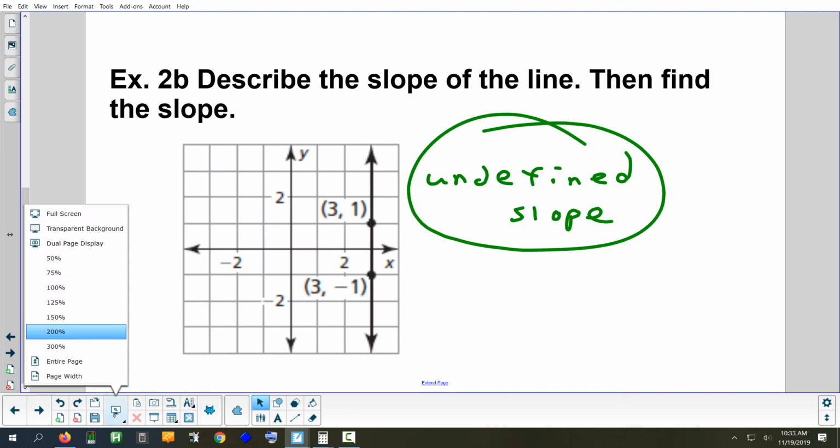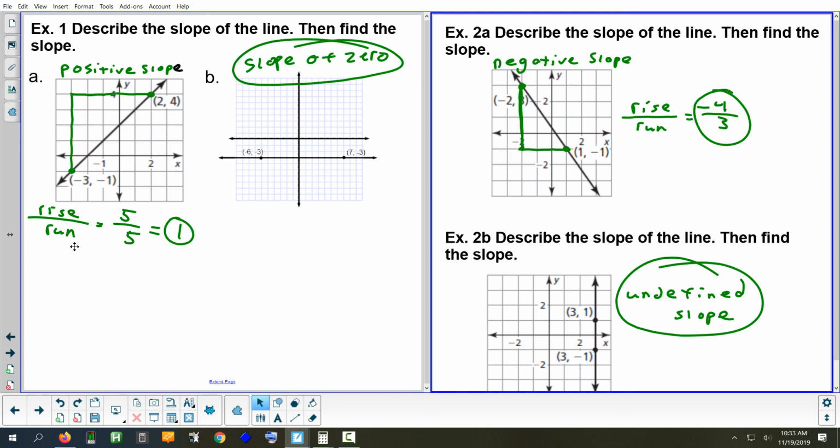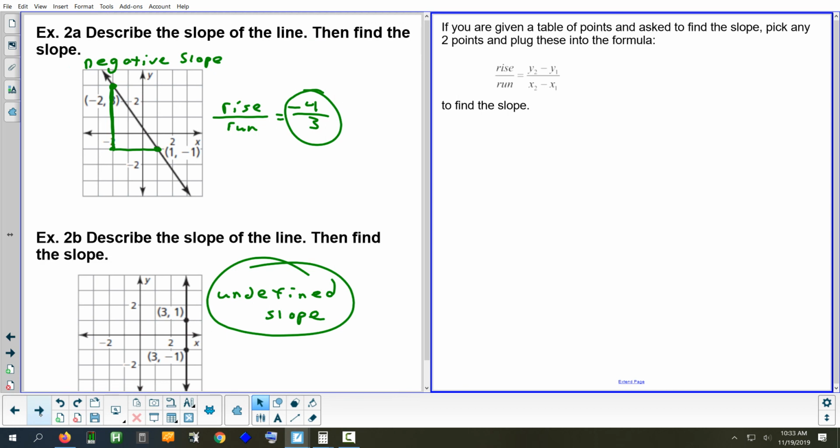Okay, so any question on how to get slope looking at a picture? We did every case. Positive, negative, 0, undefined. Did one of each.